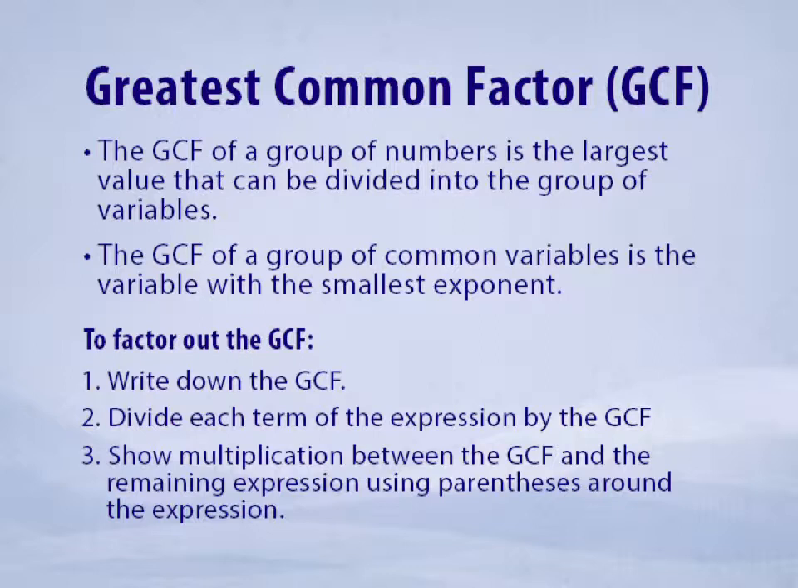To factor out the greatest common factor, we'll do a few things. We'll write down the greatest common factor. Then we'll divide each term of the expression by the greatest common factor, and then we'll show multiplication between the greatest common factor and the remaining expression using parentheses around the expression. Let's take a look at an example.